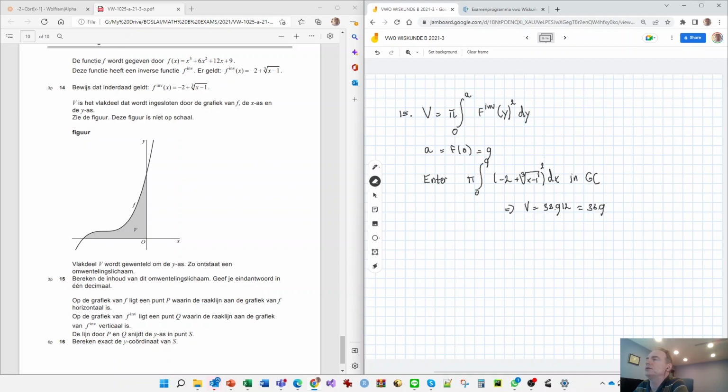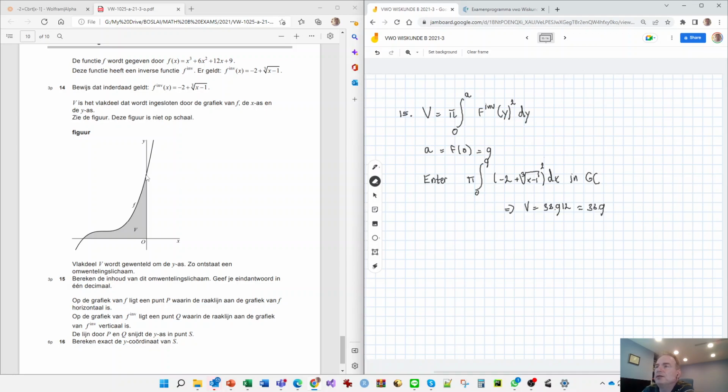So yeah, you just need to be careful: if the axis of rotation is the y-axis, you need to take the inverse function, right? If you rotate it around x, you can just take the function itself. But that's not what I'm asking.